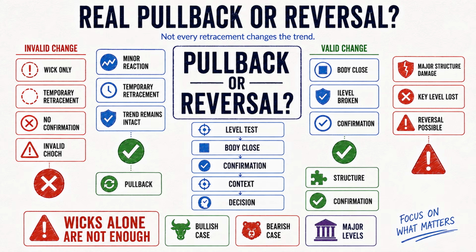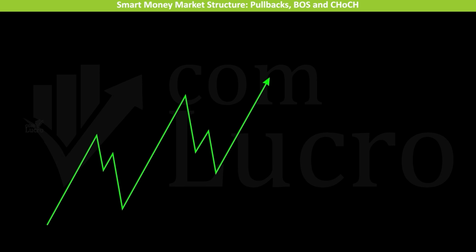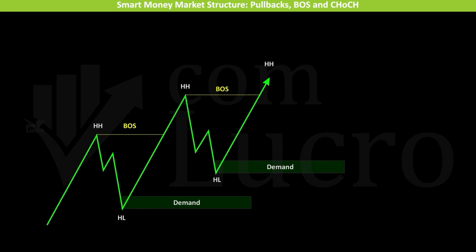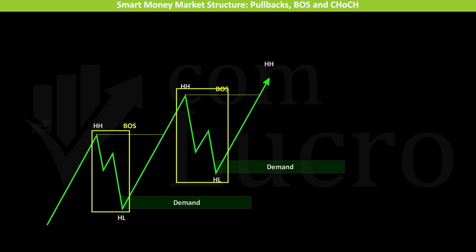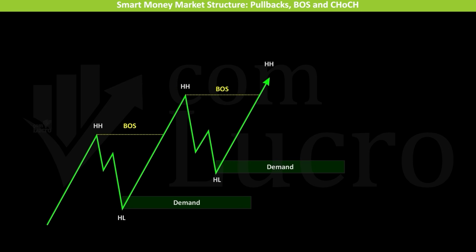When the market is moving in a clean uptrend and price keeps advancing, it consistently respects demand zones and breaks structure to the upside. In classical terms, it prints higher highs and higher lows. Inside this type of trend, what we call a pullback is simply a retracement of price before continuation. On the ComLucro channel, pullback and retracement mean the same thing.